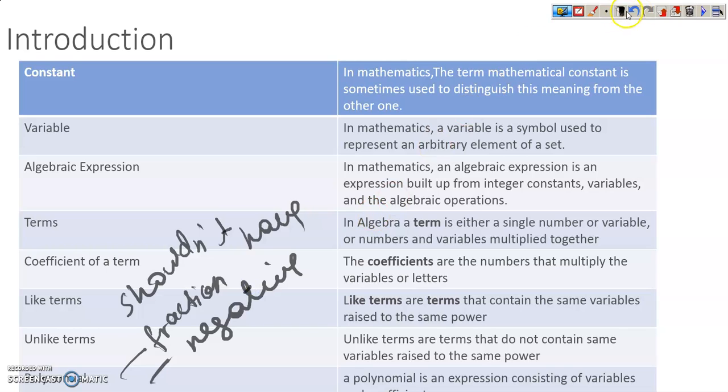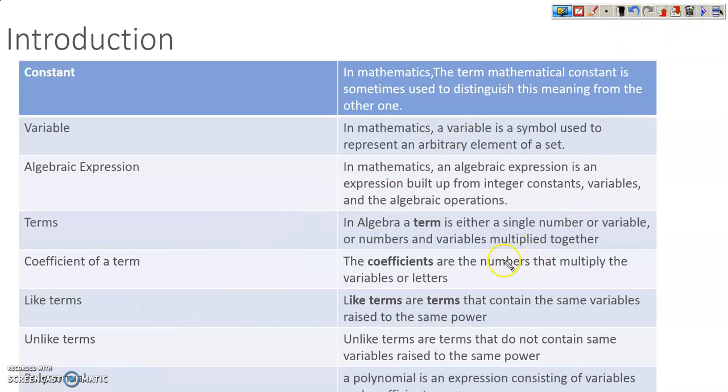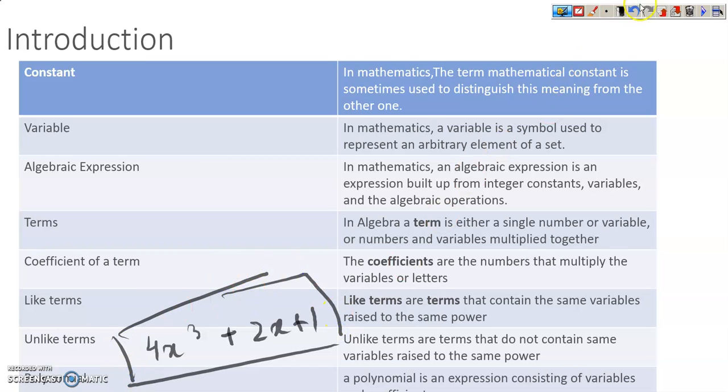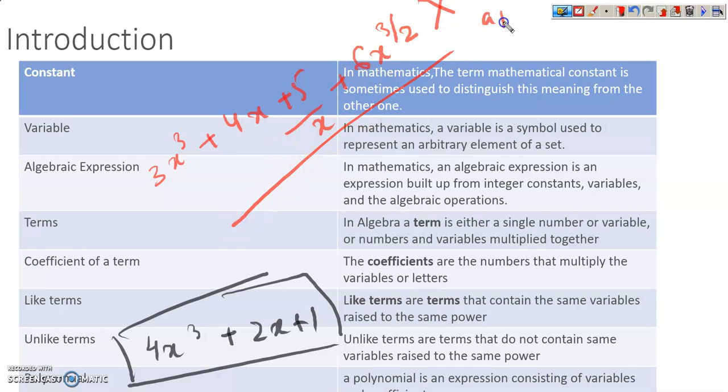For example, 4x cubed plus 2x plus 1 is a polynomial. Whereas 3x cubed plus 4x plus 5 over x plus 6x to the power 3 over 2 is not a polynomial, because here it has fractions and negative powers. So that's why it's not called a polynomial.